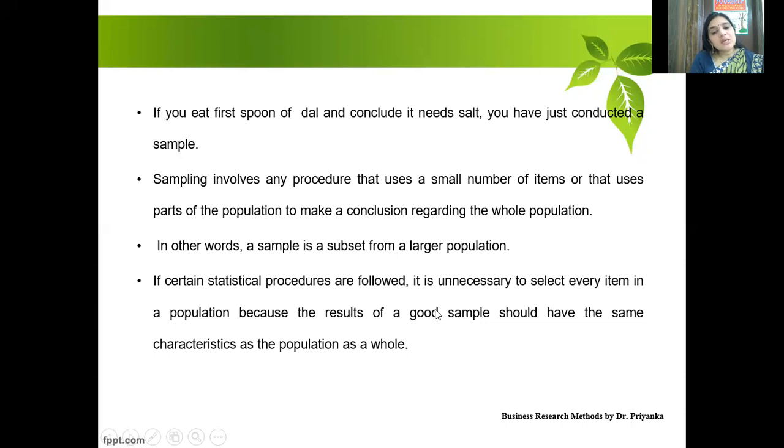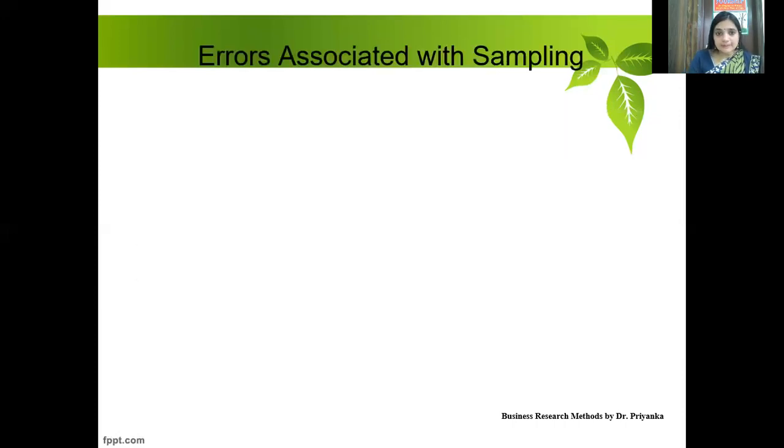If certain statistical procedures are followed, it is not necessary to select every item in a population, because a good sample should have the same characteristics as the population as a whole. For example, if you have a target population of 2 or 3 kinds, you should make sure the sample is drawn from all 2-3 categories so as to get an actual representation of the whole population.